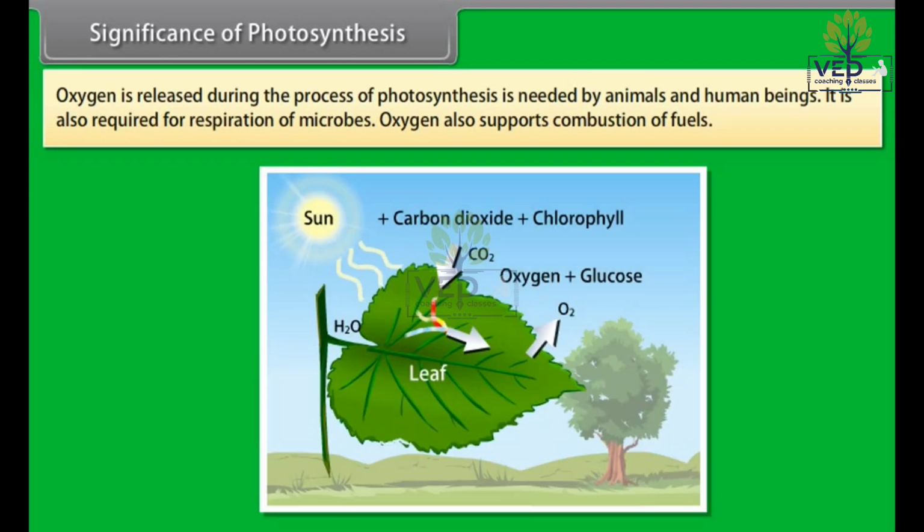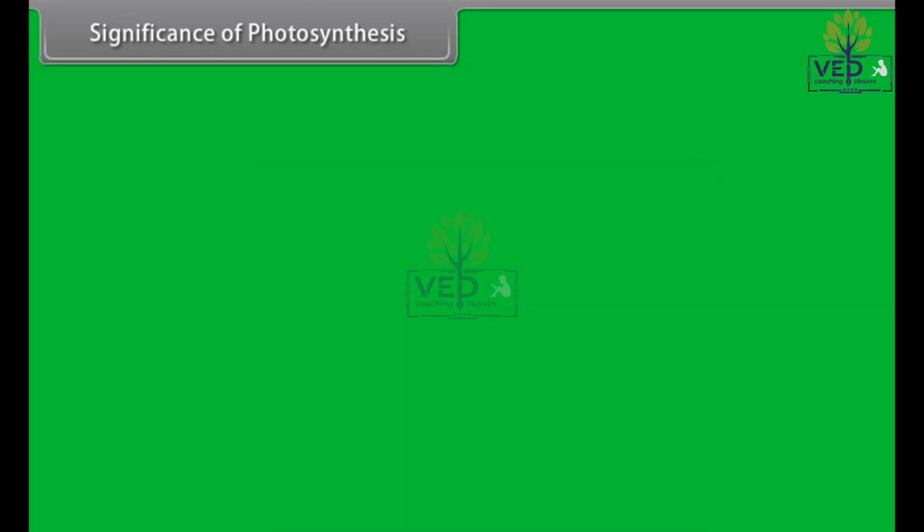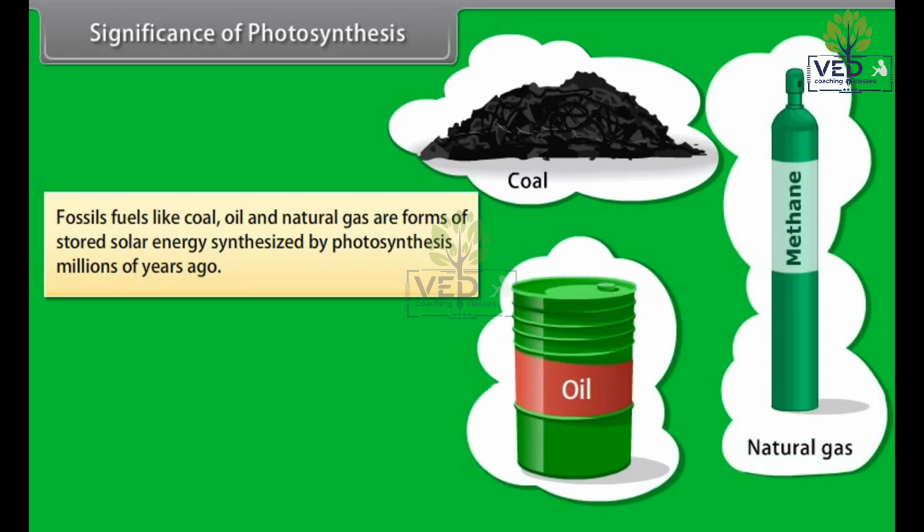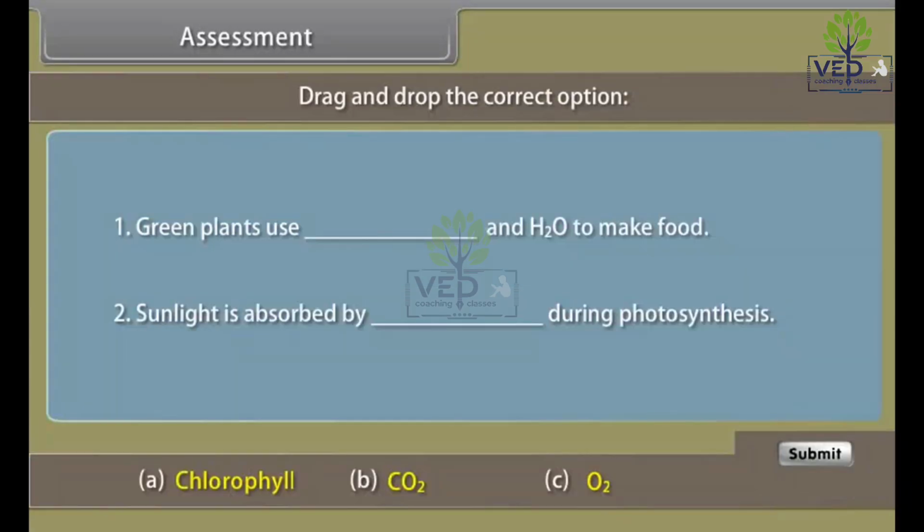Oxygen released during the process of photosynthesis is needed by animals and human beings. It is also required for respiration of microbes. Oxygen also supports combustion of fuels. Fossil fuels like coal, oil, and natural gas are forms of stored solar energy synthesized by photosynthesis millions of years ago. Assessment. Before proceeding further, let us know how much you have learned.